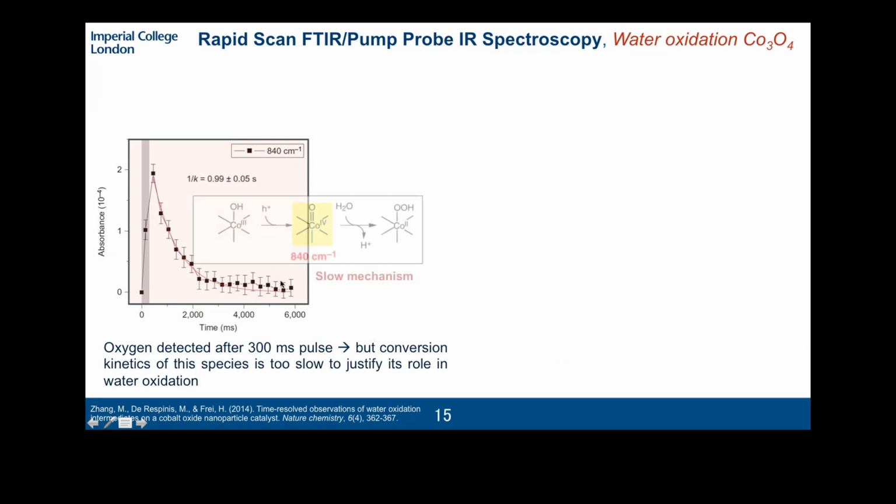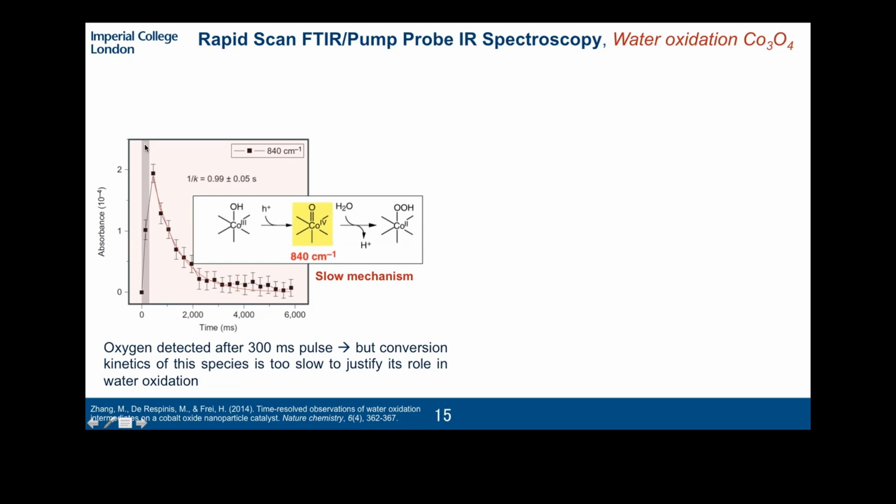What they attribute it to is this cobalt oxo then converting to the next step in the reaction cycle, which is this oxyhydroxide intermediate. But as we can see here, this takes thousands of milliseconds, and since this process is so slow, it can't really explain why they're able to see oxygen in this 300 millisecond time frame.